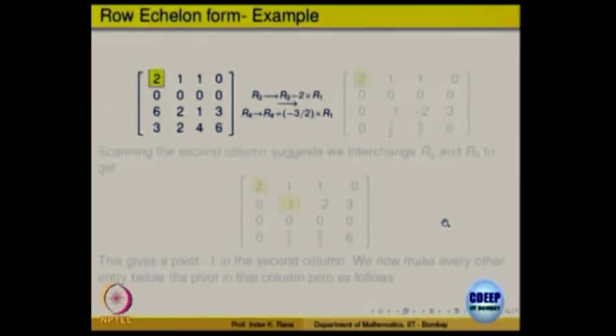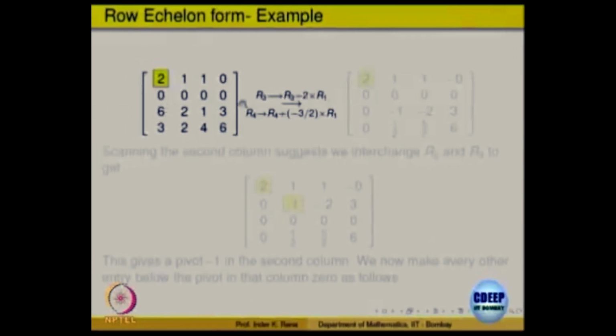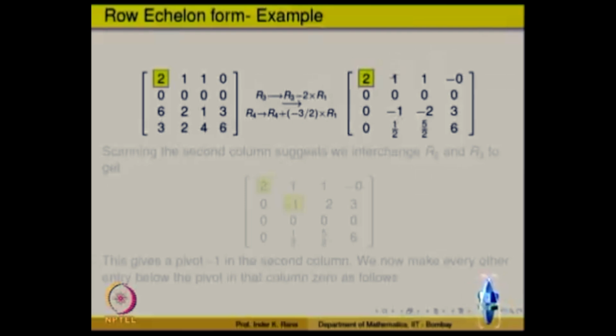The operations are written as R3 goes to R3 minus 2 R1, and R4 goes to R4 plus minus 3 by 2 R1. That will make everything below the pivot in that column equal to 0 by elementary row operations. Once the first column is done, we look at the second column. In this column, the first row is already taken care of, so we should look at this sub matrix.